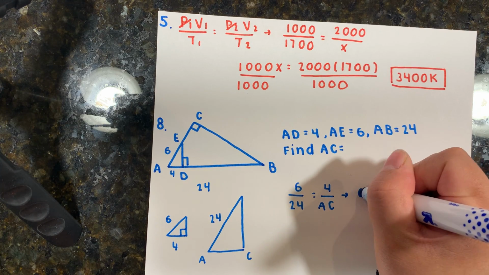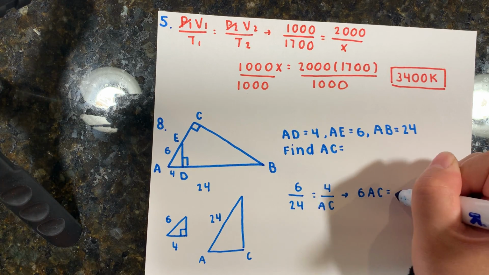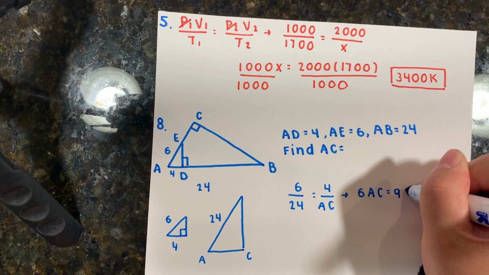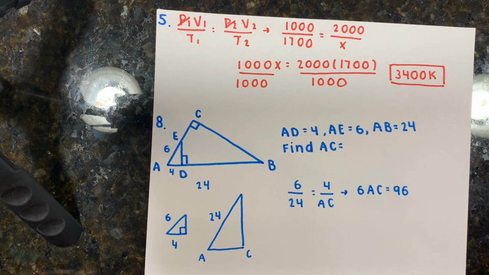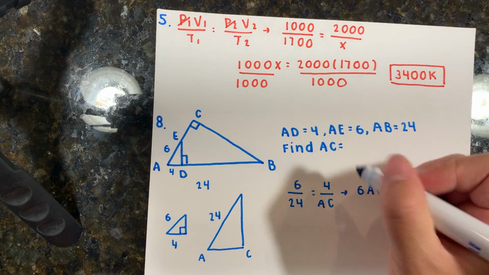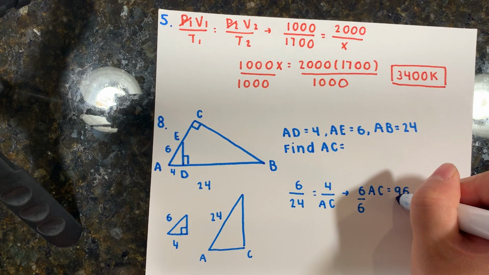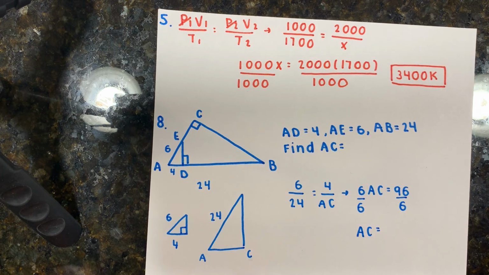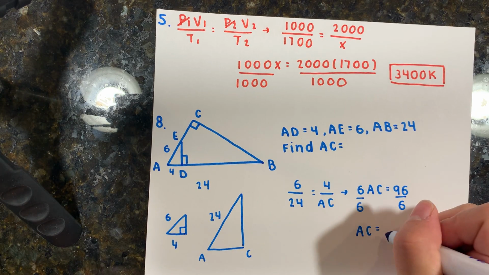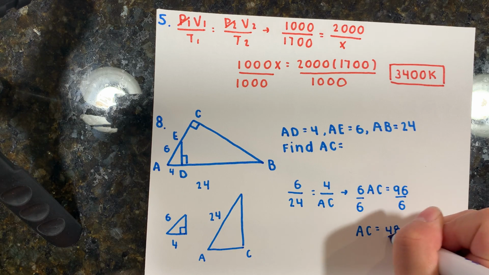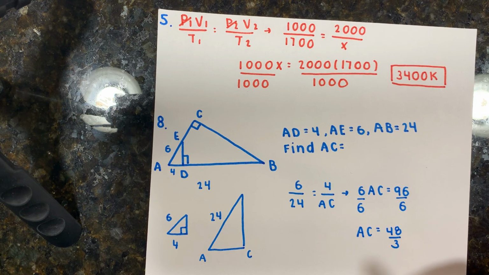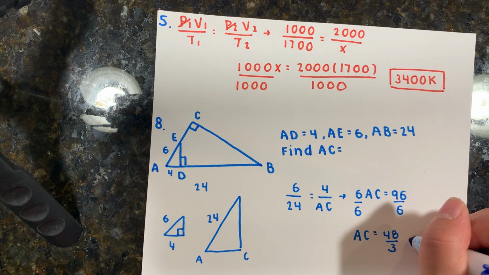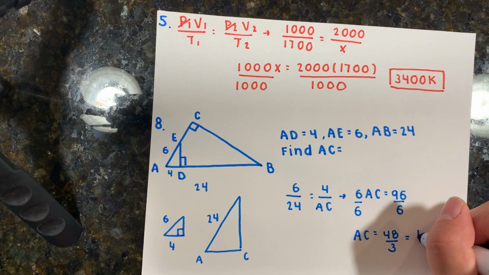So cross multiplying gives me 6AC equals 96, because 24 times 4 is 96. Then I'm going to divide both sides by 6. So AC is going to be equal to 48 over 3, which is equal to 16.